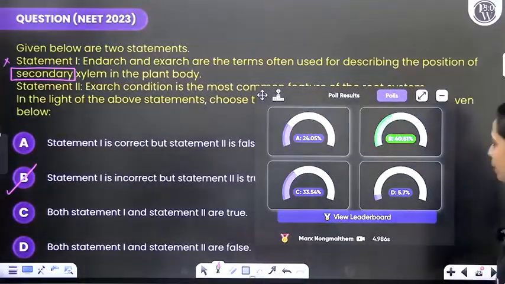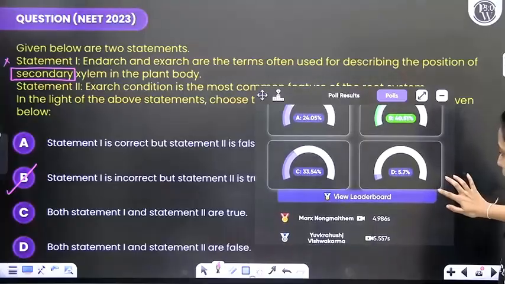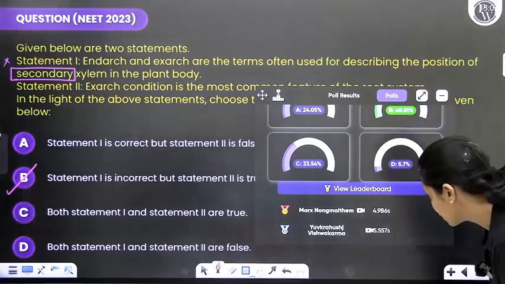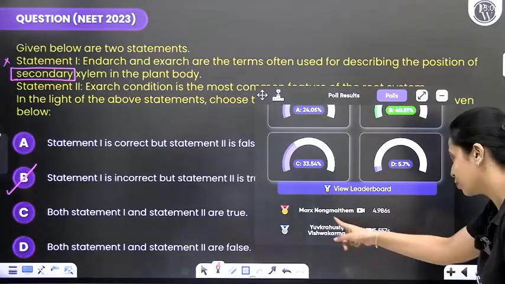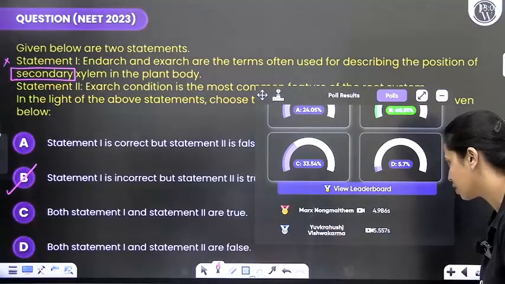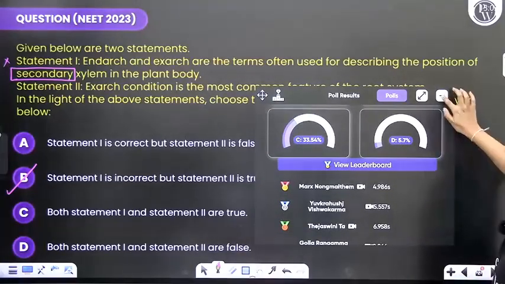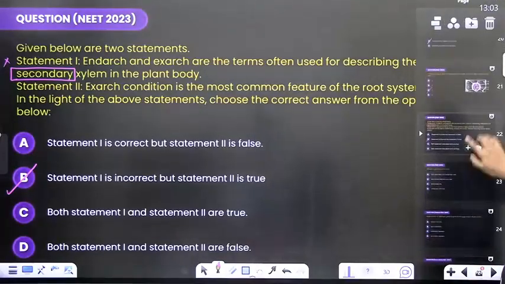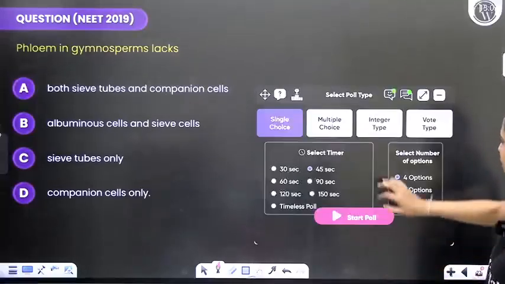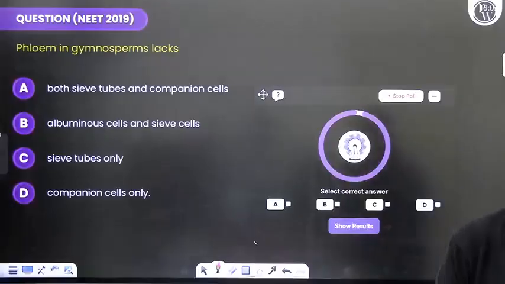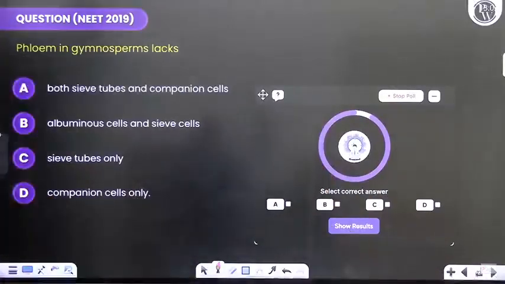Only 40% of you have answered correctly. Marks, Vishwakarma. Hey, is this your real name or you've made it up, man? Okay, never mind. Tejaswini, top 3. Next question. So, Meghana, you'll get the homework slide in the notes. You can check from that.